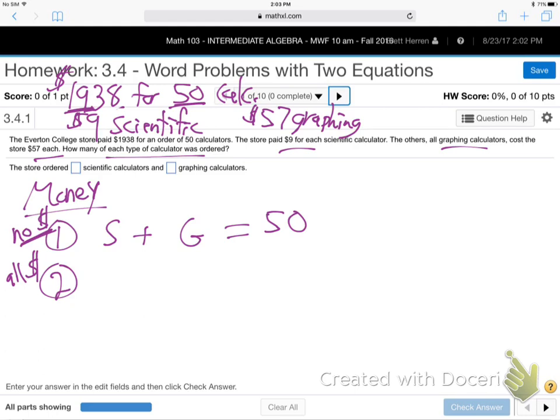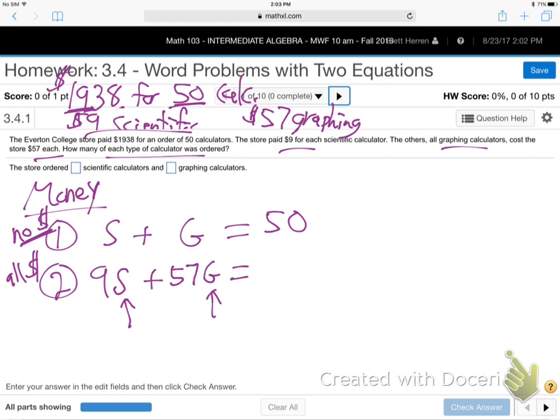In the second equation, it's all about money. Now I'm going to put the money next to each of them. How much are the scientific calculators worth? $9. Whoops, I'm erasing it. $9 each. It's 9 times S. Because however many scientific calculators the bookstore ordered, times $9 each will give you the money they paid for all those scientific calculators, right? Plus 57 times G, because the graphing calculators were $57 each, so they paid $57 for each graphing calculator times G, is how many graphing calculators they bought, times $57 each. That'll give you the money they spent on all the graphing calculators.